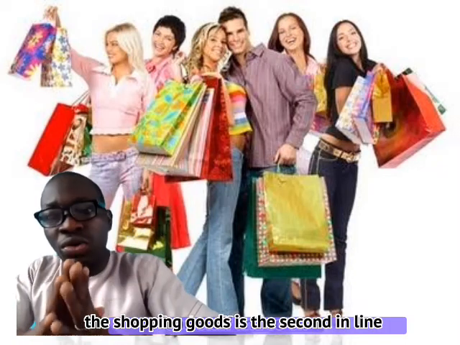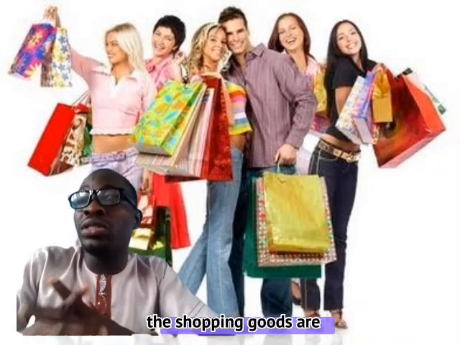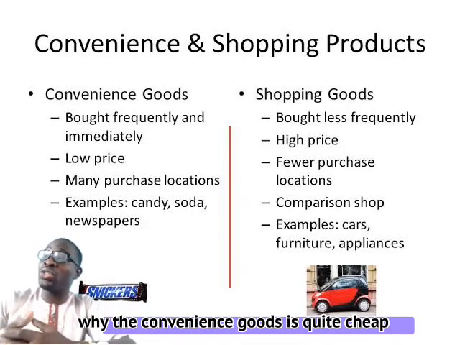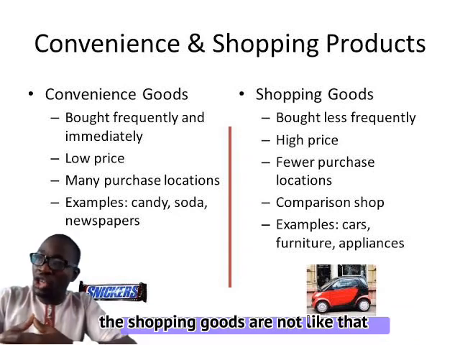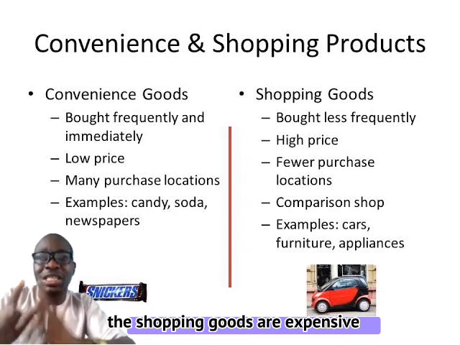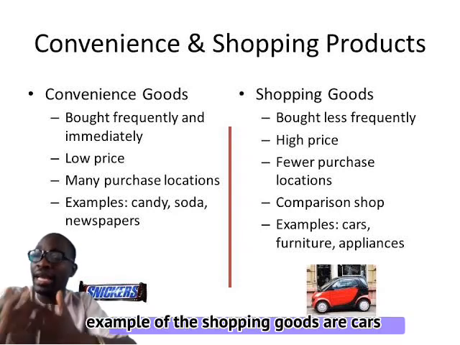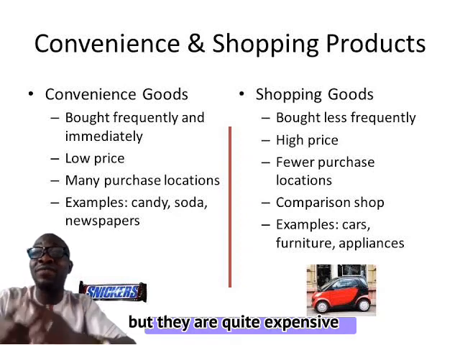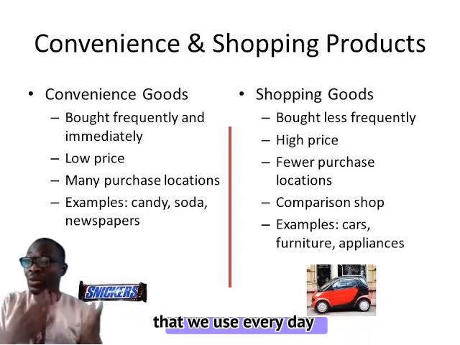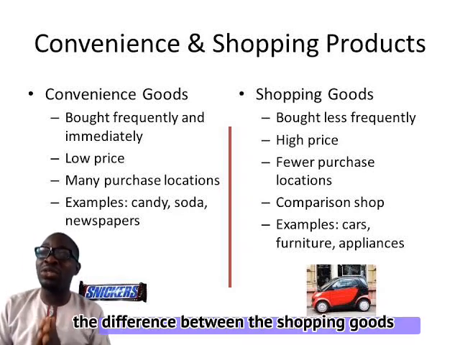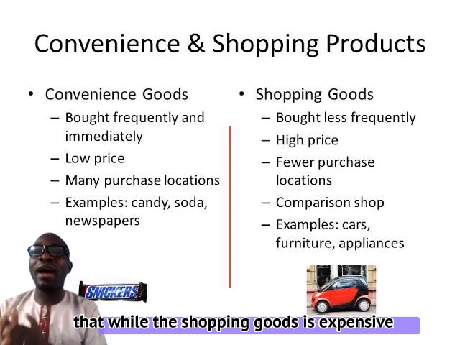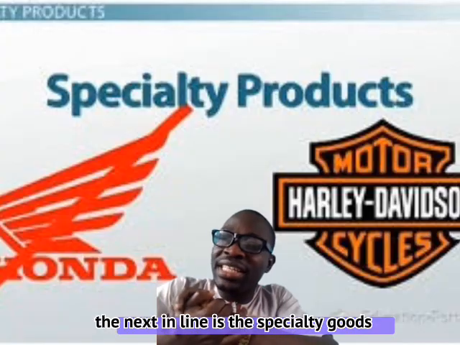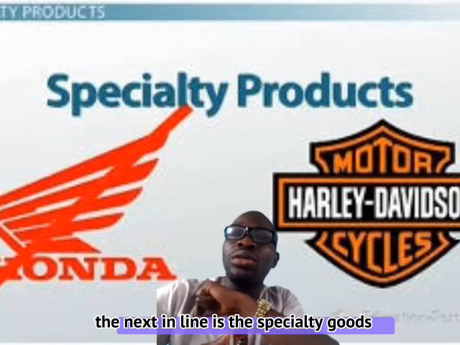The shopping goods are second in line. The shopping goods are not quite different from the convenience goods. While the convenience goods are quite cheap and you can see them everywhere, the shopping goods are expensive, and you can also see them everywhere. Examples of shopping goods are cars. Yes, we need cars too, but they are quite expensive, more so than the sugar and soap that we use every day. We also use cars every day. The difference between the shopping goods and the convenience goods is that the shopping goods are expensive, while the convenience goods are not expensive.